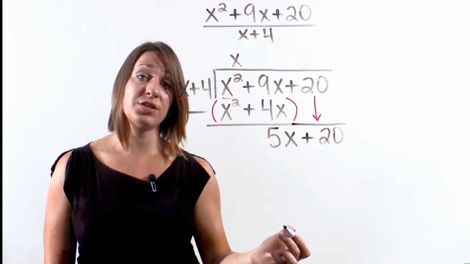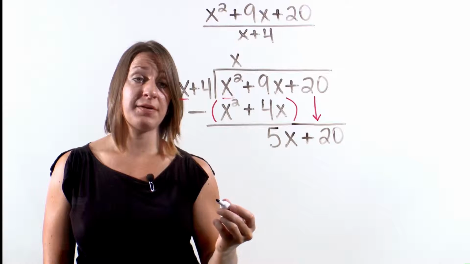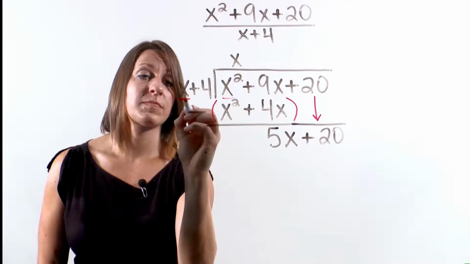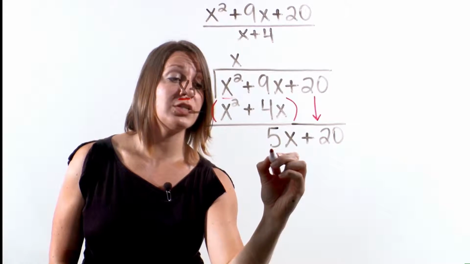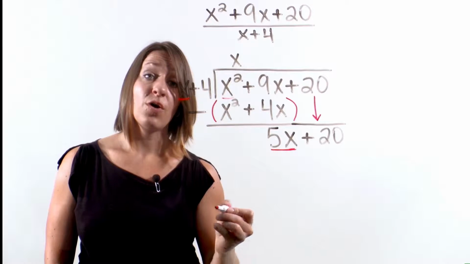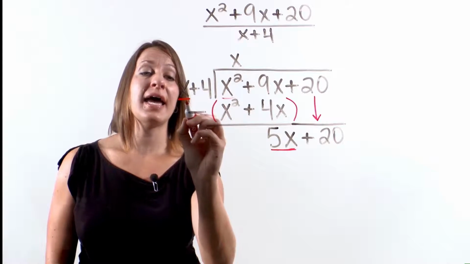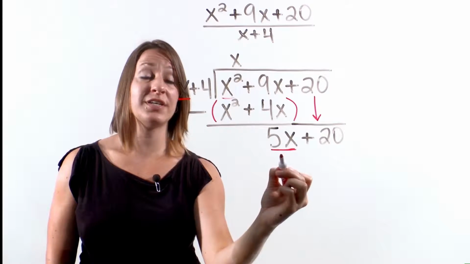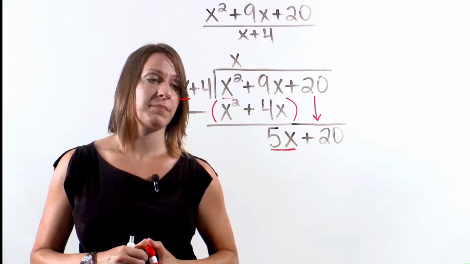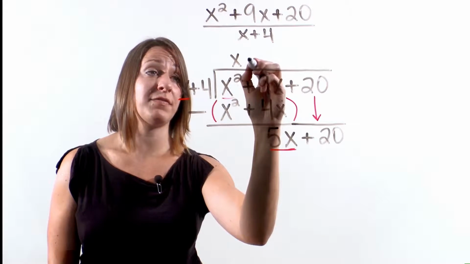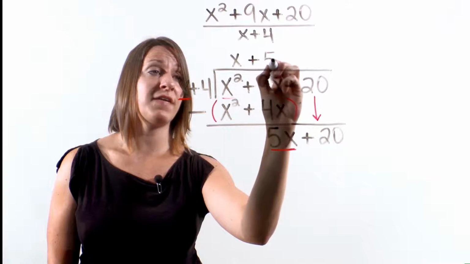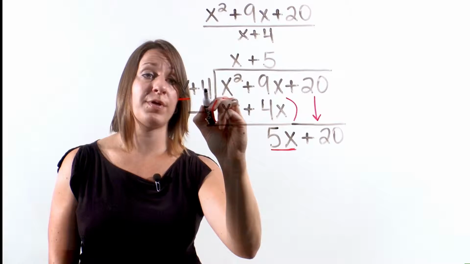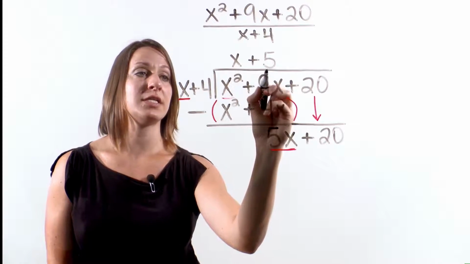After we drop down our last term, the process begins again. How many times does x from our divisor go into 5x? Or you can answer the question, x times what number times x would give us 5x? That would be a positive 5. We're going to put a positive 5 up in our answer line, and then we're going to do a multiplication problem to this binomial. Let's begin.